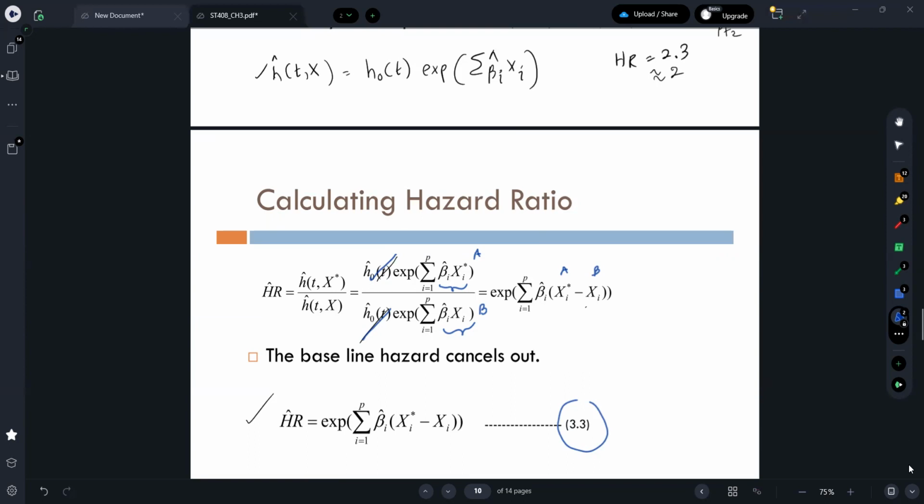So when you actually do the calculations, if you want, you can start straight away from this equation. But if you think it's clearer to write the hazard ratio with the original h hat(t, x star) over h hat(t, x) for the two groups separately, write down the equations, cancel the baseline hazard, and then write down 3.3, that is also okay. That's more clear when you do calculations.